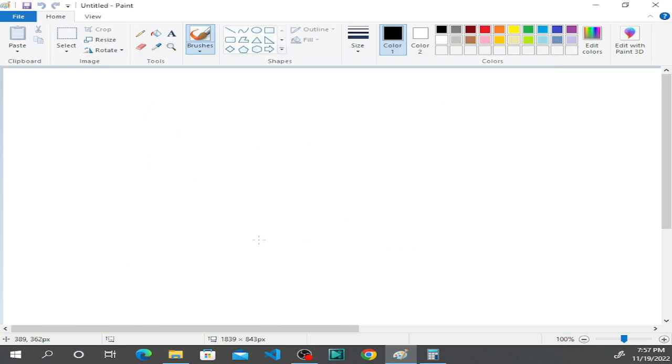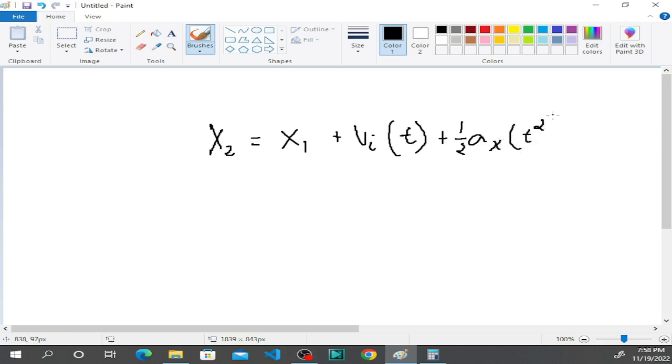So I have the formula x sub 2 is equivalent to x sub 1 plus initial velocity times time, this is the value of time, plus 1/2 acceleration along the x-axis times the square of time.